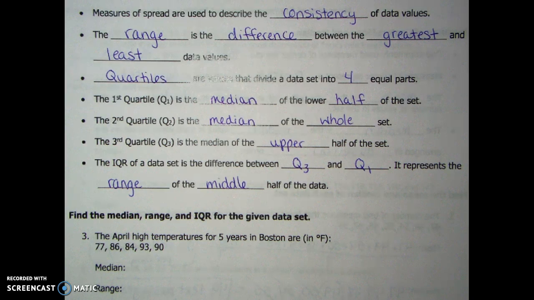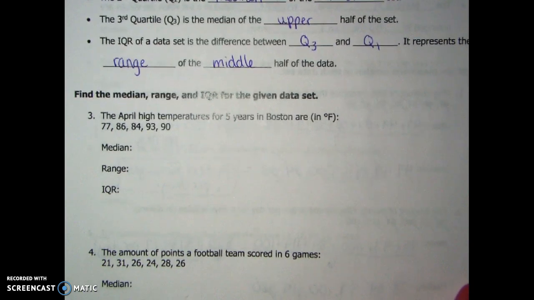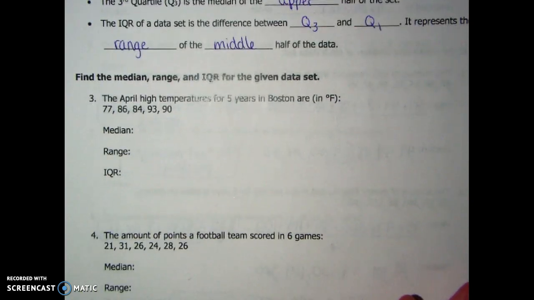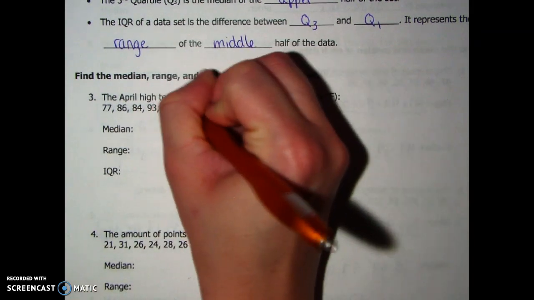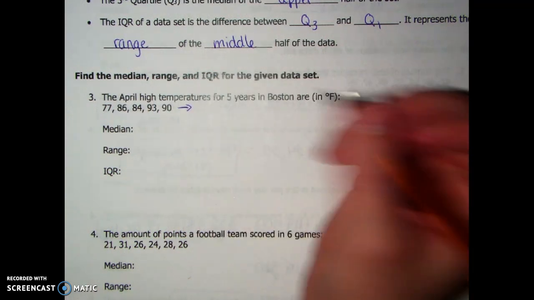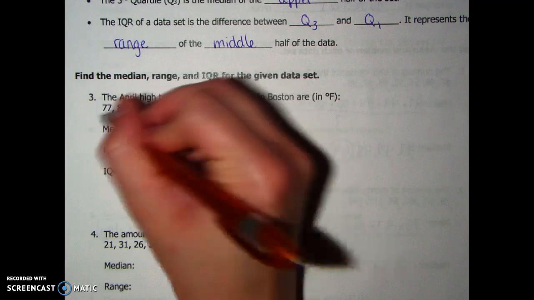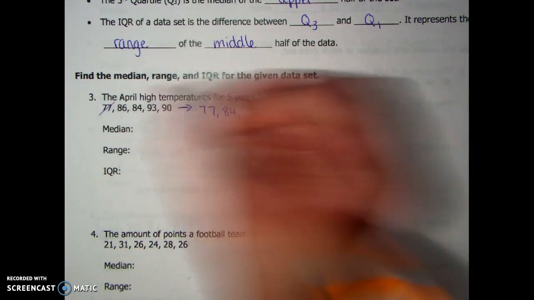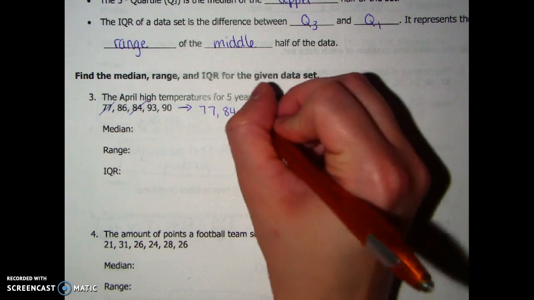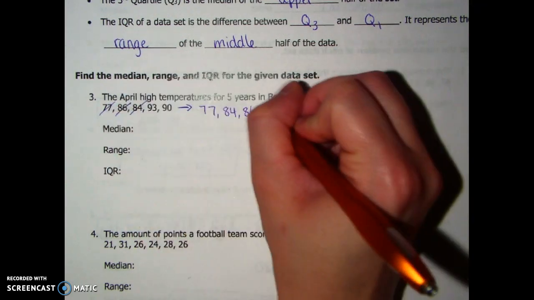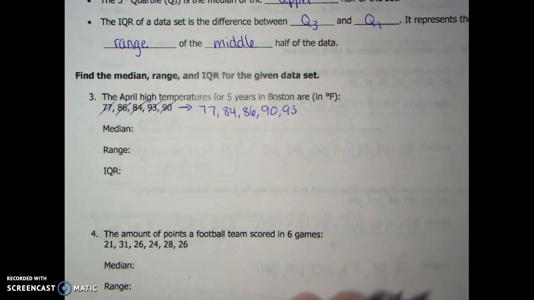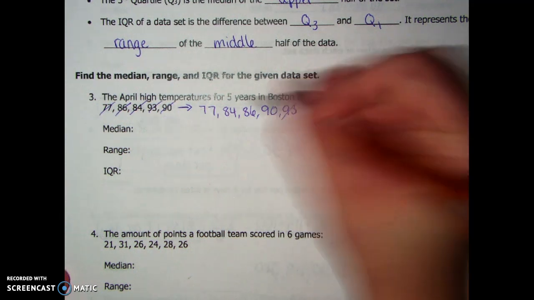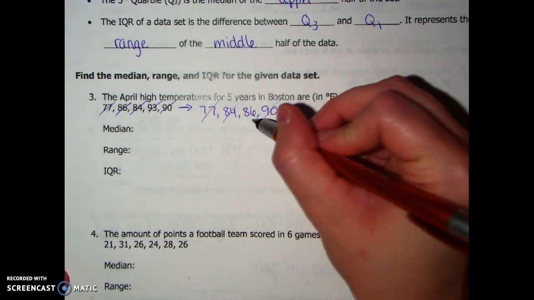Okay, so enough of this fill in the blank stuff. Let's do some actual math. Okay, so it says find the median, range, and IQR for the given data set. So before I do anything, I'm going to rewrite this in numerical order. So over here, I'm just going to draw an arrow. In numerical order would be 77, 84, 86, 90, and then 93. Okay, so to find the median, I get rid of that one, get rid of that one. So my median is 86.